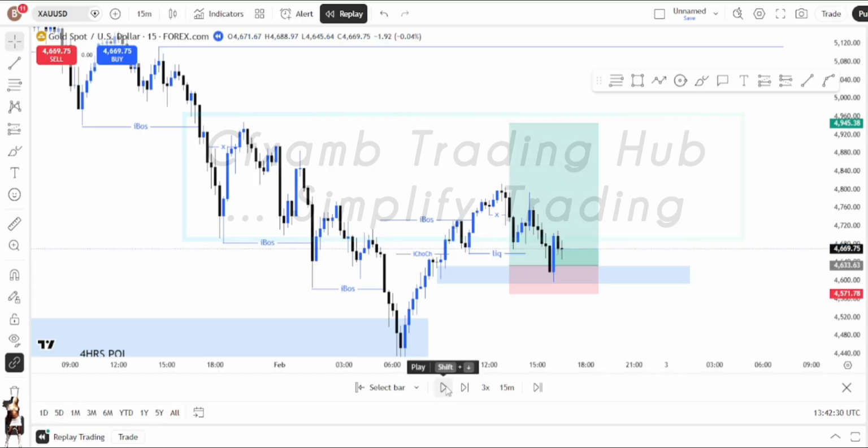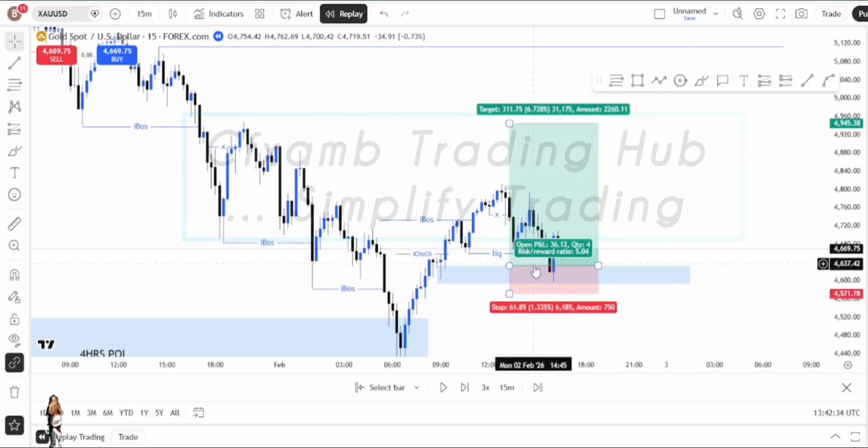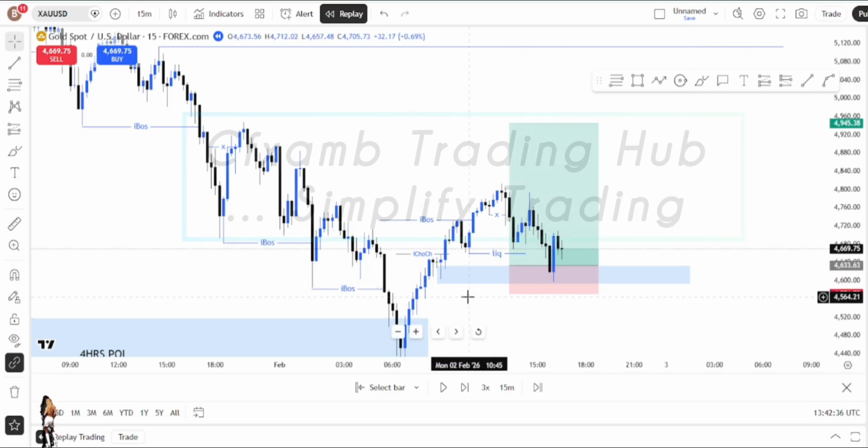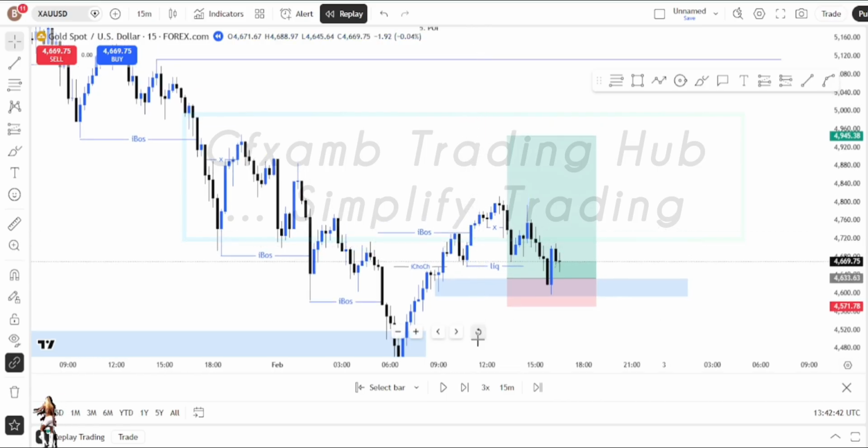So this is ratio 1 to 5. Let's continue with the price. Okay, at this point the market has triggered. Look at the way the market pushed into this zone, you understand? That is to take out the liquidity at this point. Then let's move on.